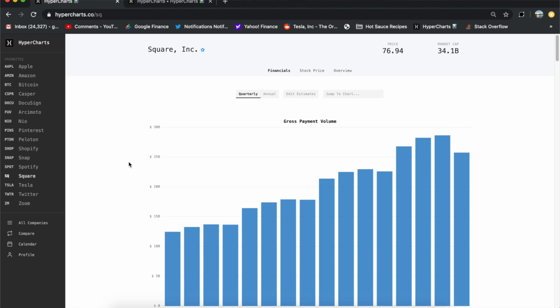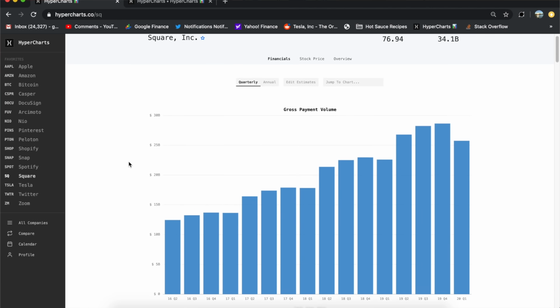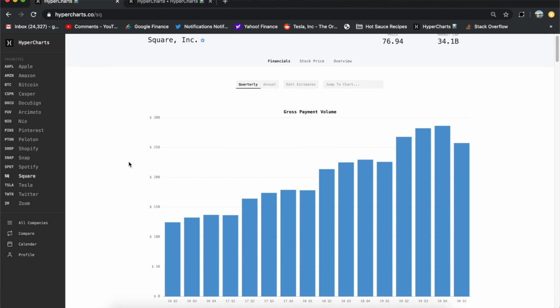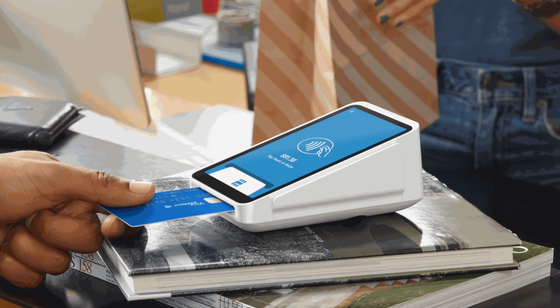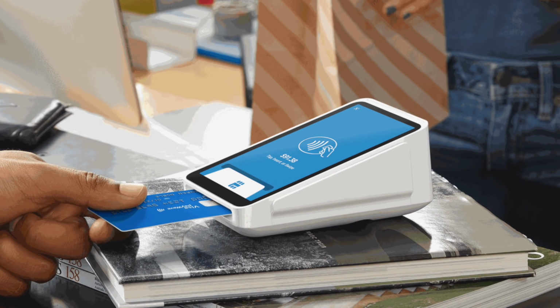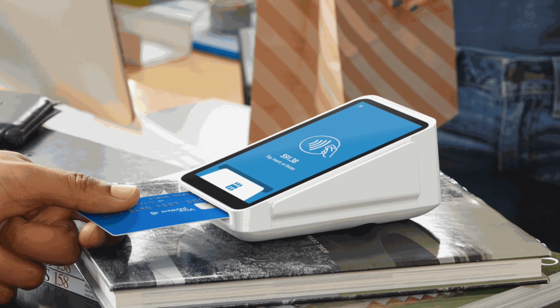So this is Square. We start out with custom KPIs, key performance indicators for each company if they have them. So not just the financials to start, but key metrics that will tell you about their business. For Square, gross payment volume, essentially how much payment is taking place on those Square terminals, how many people are swiping their credit cards. This is a great proxy for how much money is moving through the Square ecosystem and how that ecosystem is growing.